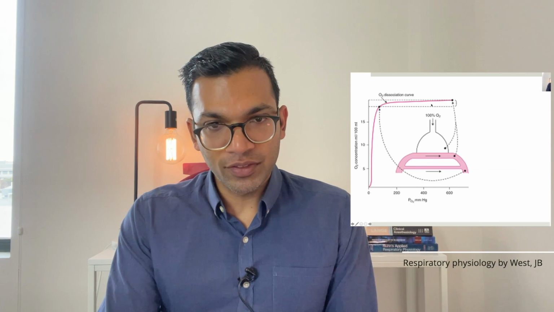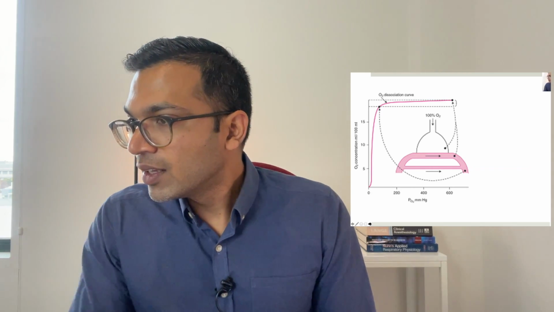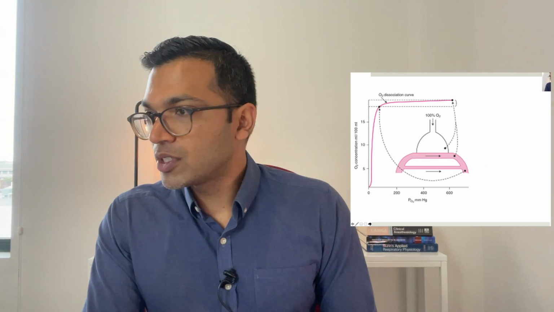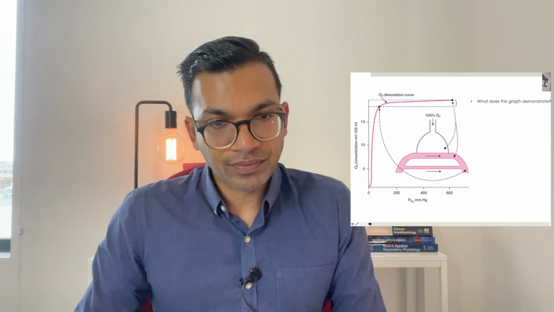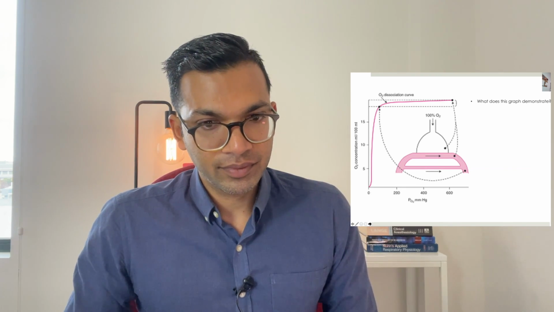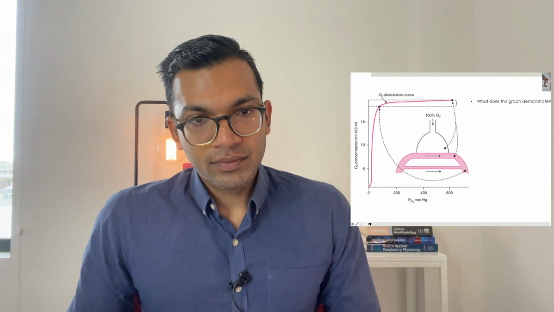Okay, good. So this is roughly the drawing that you'll find in West's. I'll just see what I've written about it. Ms. Mason, what does this graph demonstrate? So on our x-axis, we have the partial pressure of oxygen in different regions. On the y-axis, we have the oxygen concentration in mL of oxygen per 100 milliliters of blood.